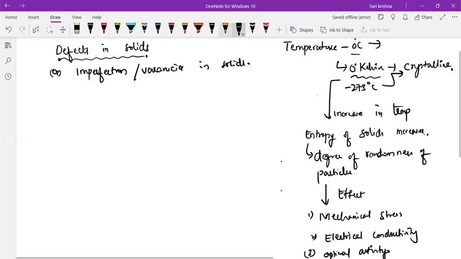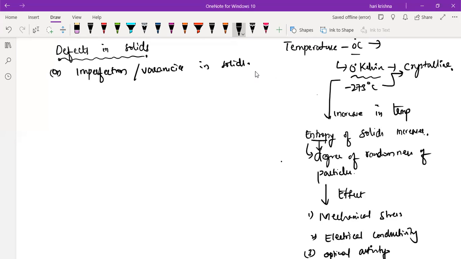Any doubts up to this? Preeti, Ram Charan, Vishwanath, any doubts? No, sir. The main thing is, when we increase the temperature, thermal motion will happen so that the entropy of the particle will increase. Entropy is nothing but the degree of randomness of the particle. Due to this, physical properties of the solid will change and it will cause imperfection in the solids.